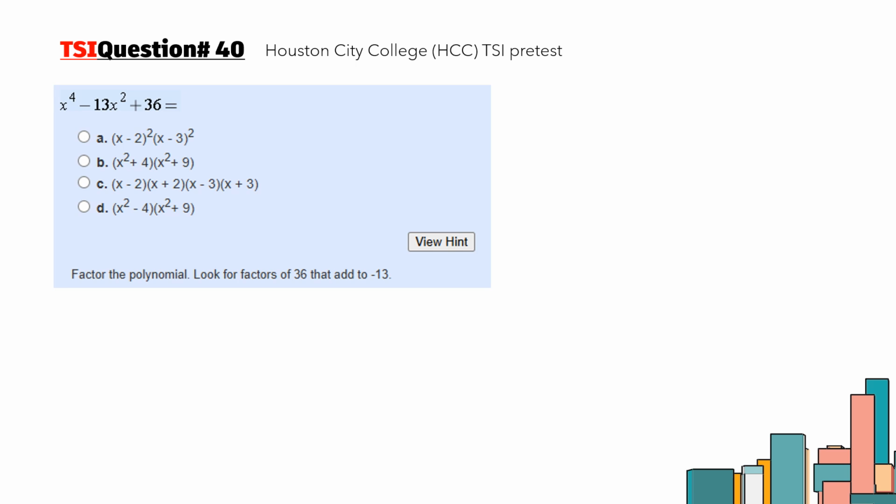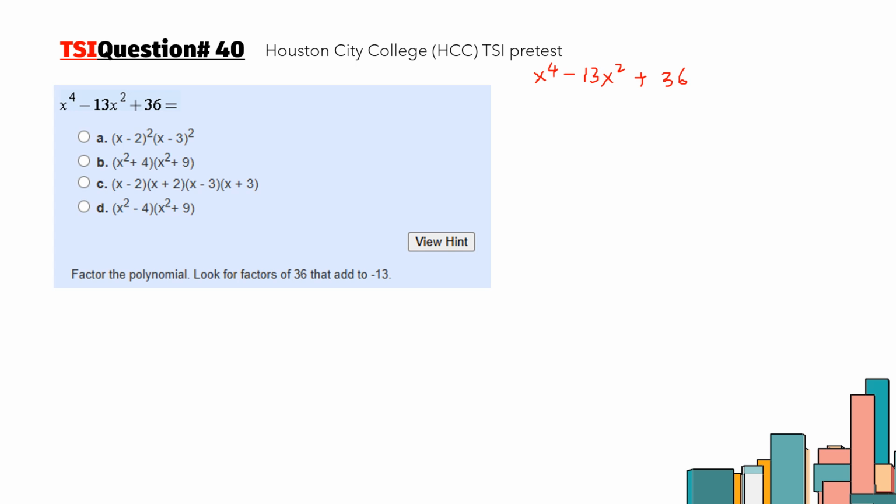So we can answer these questions from step number 1 toward the end, or we can just eliminate answers from the answer choices. Okay, so let's do this. I will solve it from the beginning. So we'll have x to the power of 4 minus 13x squared plus 36.